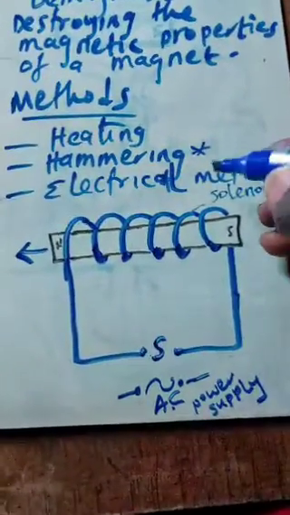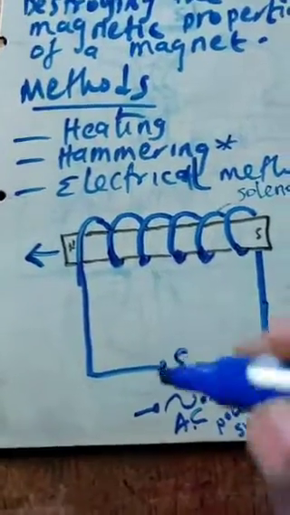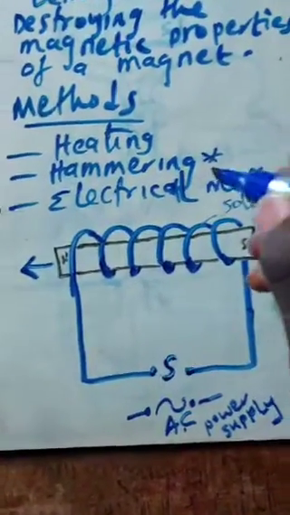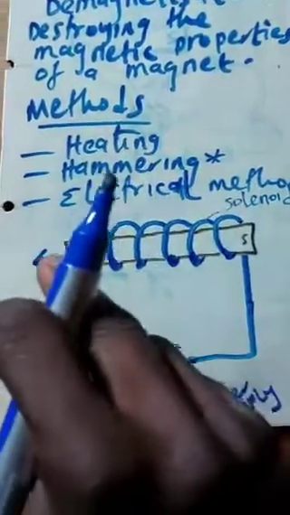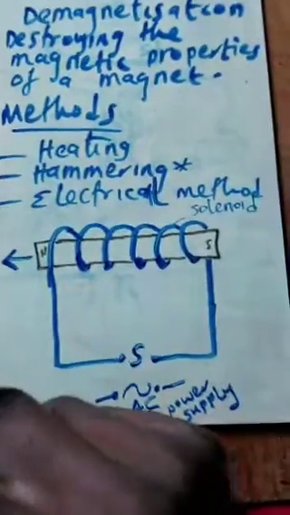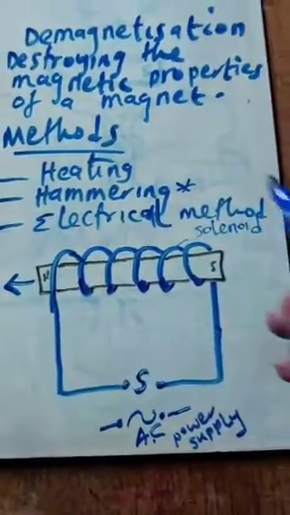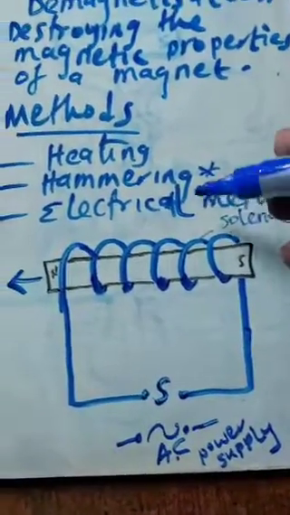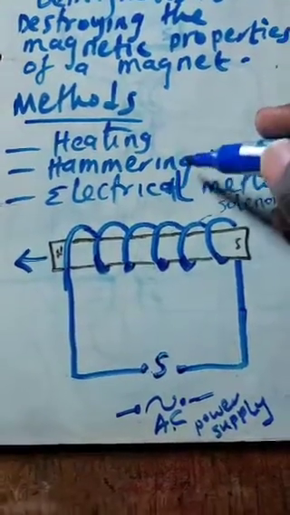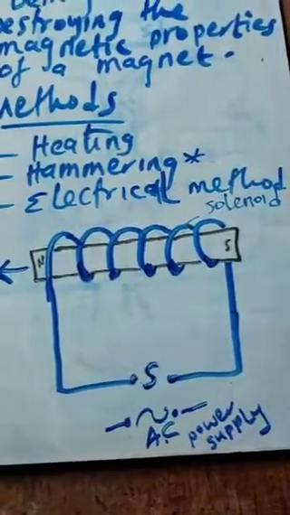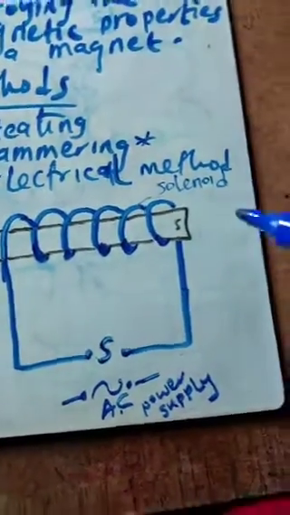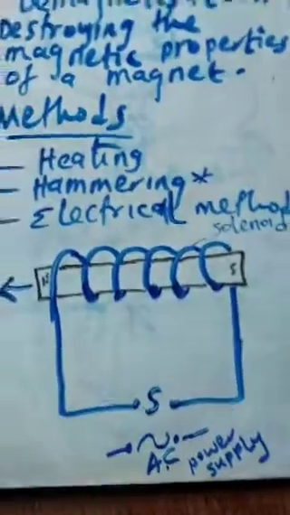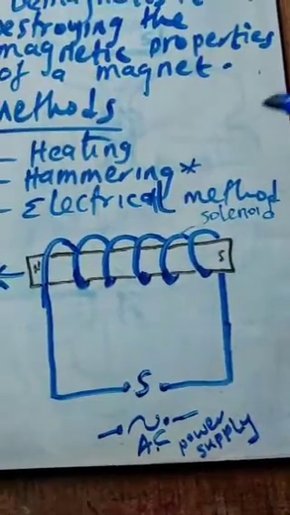So now you make a solenoid, connect it to an AC power supply, turn on the current, and then withdraw the magnet slowly. It will become demagnetized. This is one of the surest ways of demagnetizing something, because these others can leave some magnetism in the material, but this one removes all magnetism from a material. It becomes just an ordinary metal. That is the electrical method of demagnetization.